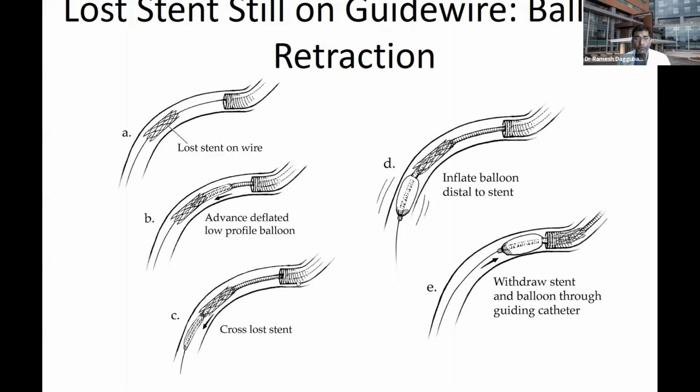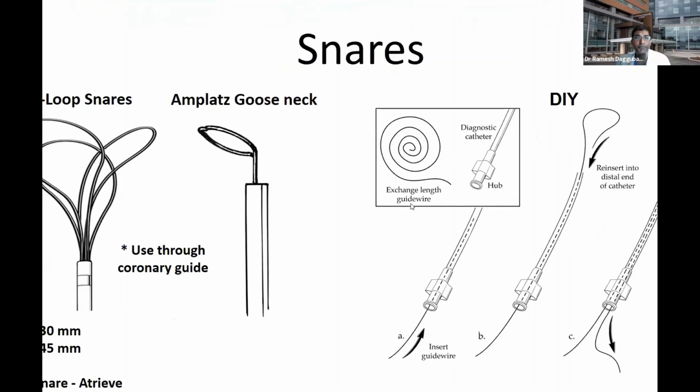So when you withdraw, try to make sure that you don't deform the stent with the balloon distally. So snares is the talk of today. We are looking at several snares, and the gooseneck snares or loop snares with the end snare, and other ways of making a snare at your own home.